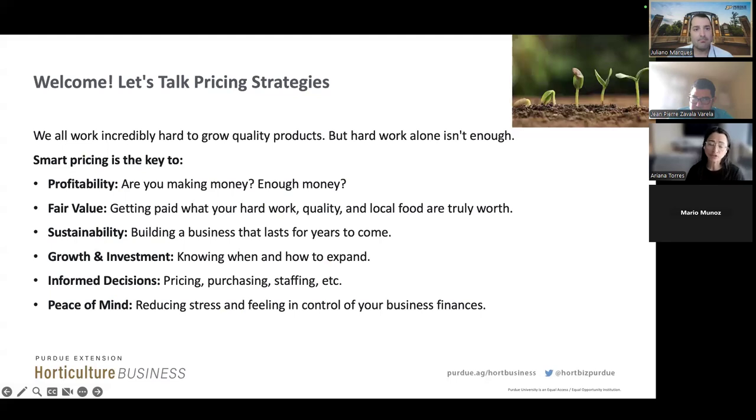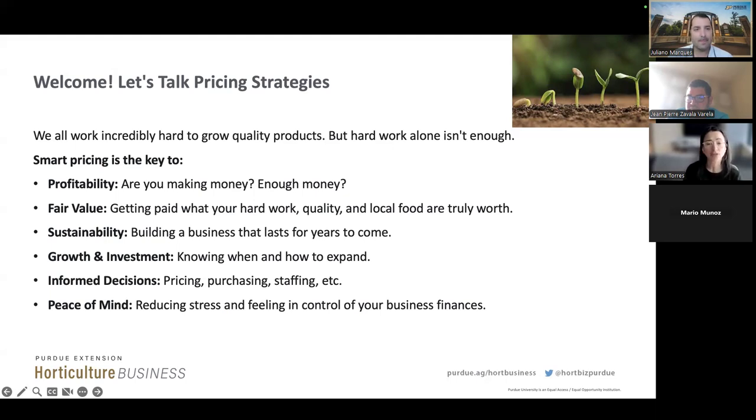So the first thing is, why do we need to work on prices, right? If you're working really hard to produce excellent tomatoes, spinach, arugula, you need a little bit more than that to be profitable. And one of them is to have prices that reflect the quality of the products that you're producing. So pricing is really important because it basically gives you the idea of, are you making enough money to pay your bills, to pay your employees, to pay your expenses, and to have an income, right? You also want to get a fair value for the work that you've put in.